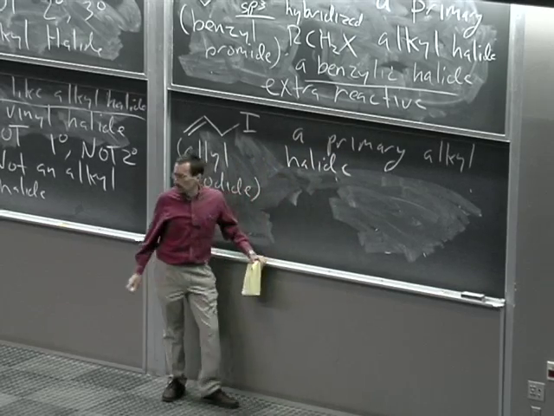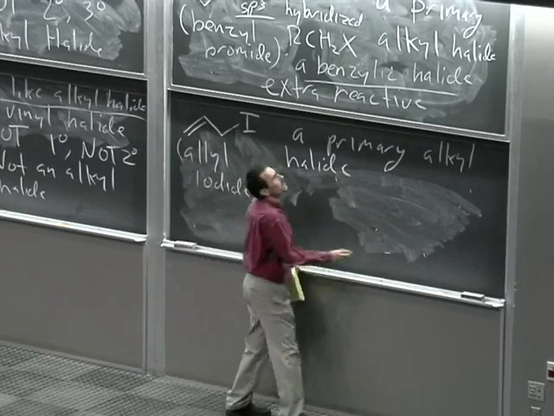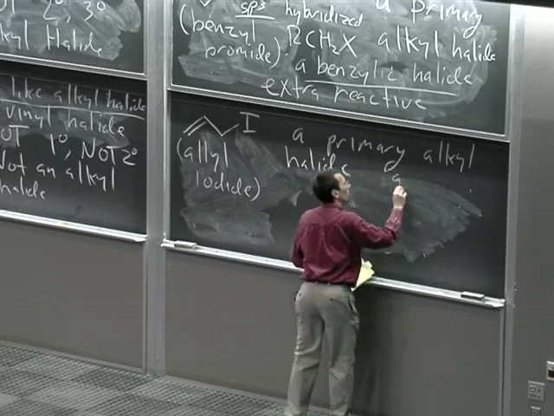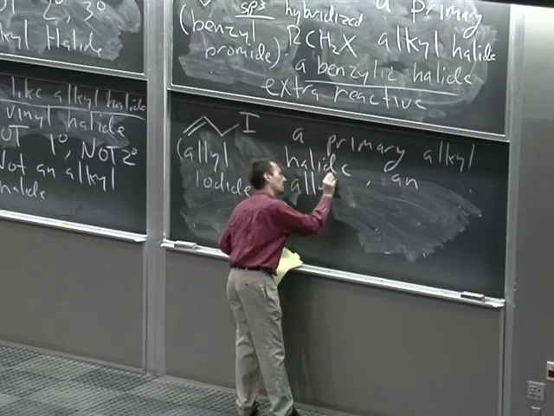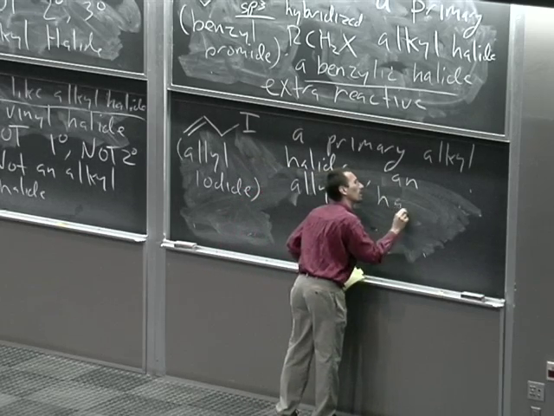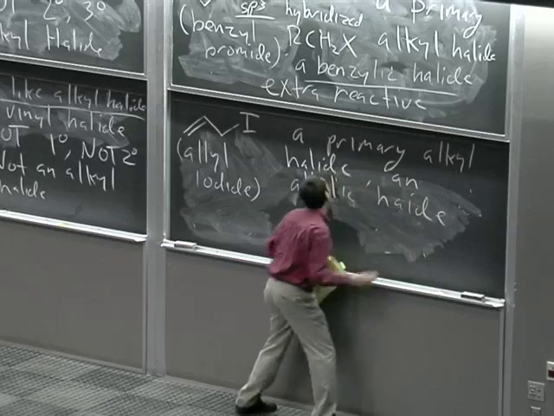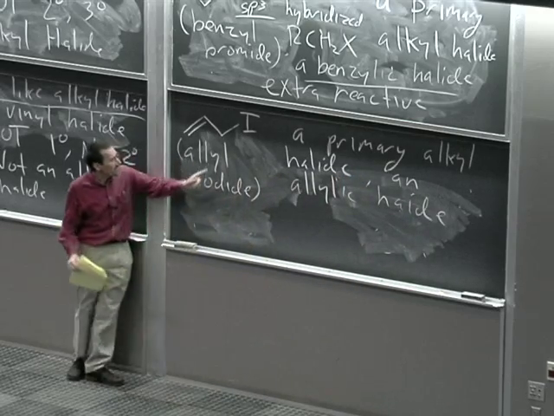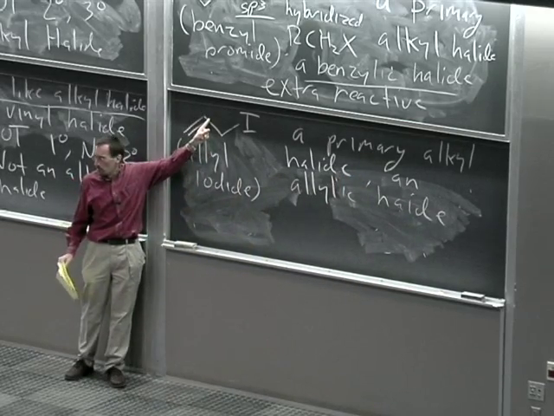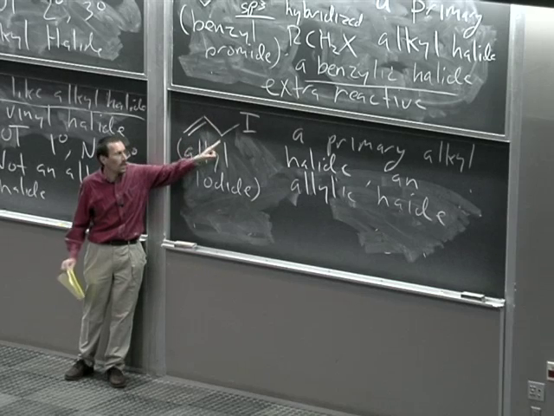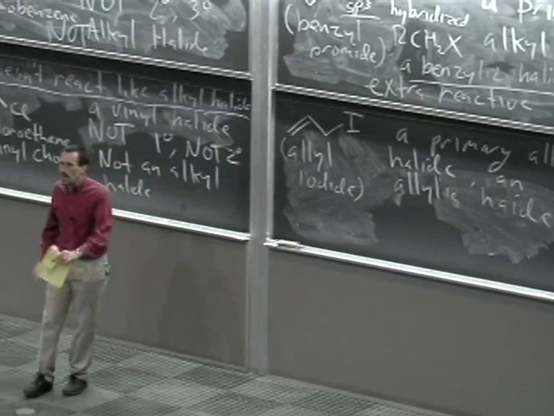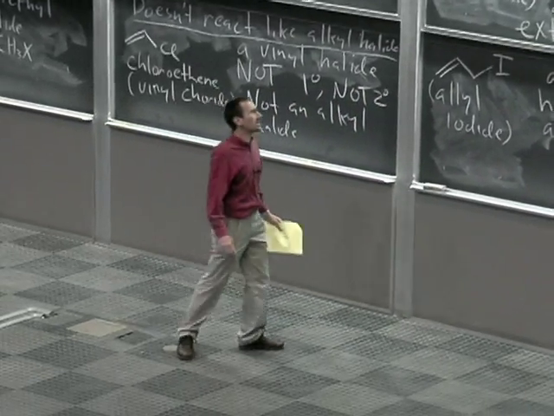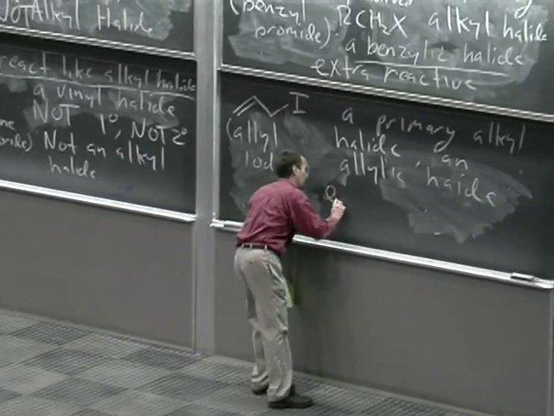And what makes it a little bit special is it's an allylic halide. That means that the halogen is not on a double bond, that would be a vinyl halide, but is on an alkyl carbon one over from a double bond. And just like a benzylic halide, it's a little bit extra reactive.